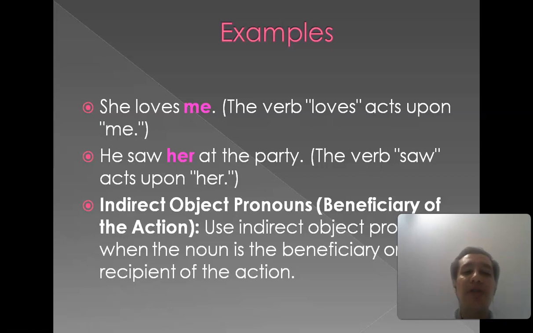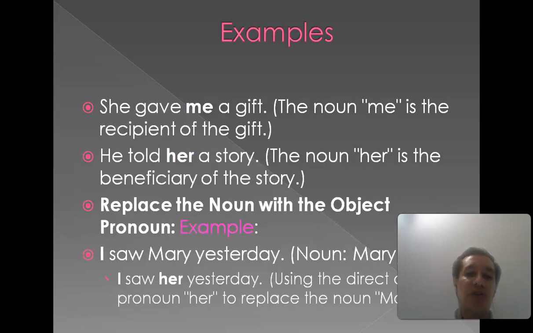Indirect object pronouns, beneficiary of the action. We use indirect object pronouns when the noun is the beneficiary or recipient of the action. As an example, we have: she gave me a gift. The pronoun me is the recipient of the gift. He told her a story. The pronoun her is the beneficiary of the story.